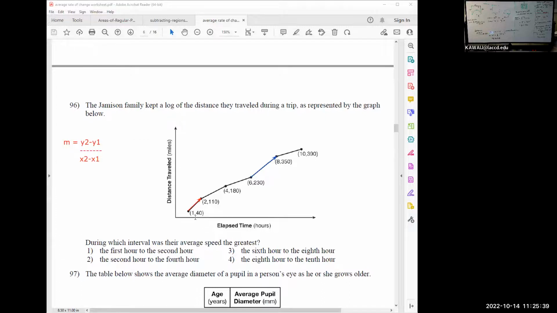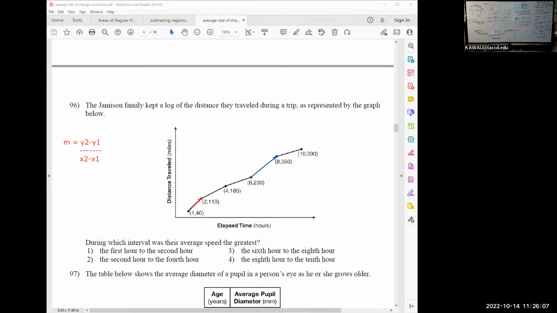this one is between 1 hour and 2 hours, and this one is between 6 hours and 8 hours. So this is over a 1 hour span, and this is over a 2 hour span. So on this one you actually have to use this formula. In the previous one, everything was 1 hour apart, so you could just count the y's. But in this one, sometimes I'm 1 hour apart, sometimes I'm 2 hours apart. So you want to use this formula.